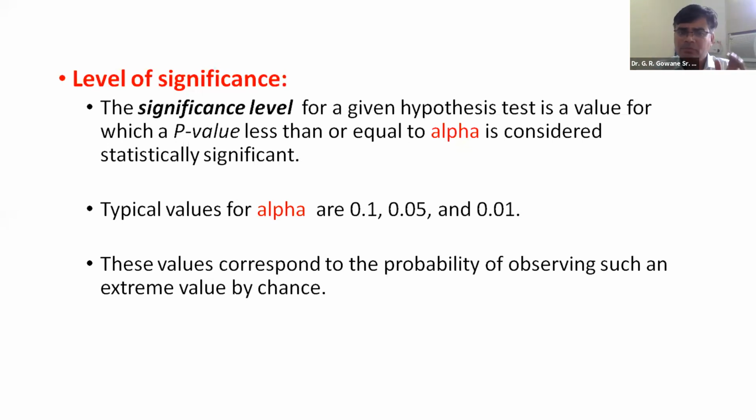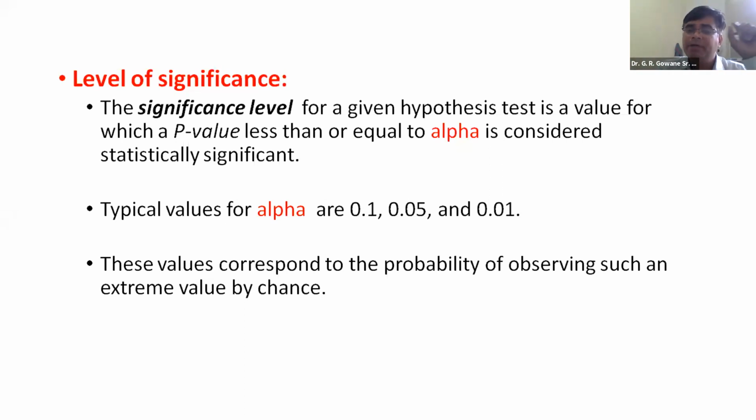Okay, so the significance level for a given hypothesis test is nothing but a p value that is less than or equal to alpha. And what is this alpha? Alpha can be considered as 10%, 5%, or 1%, depending on how stringent you want your experiment to be. So for 1%, alpha is 0.01. For 5%, it is 0.05. And for 10%, it is 0.1. Now these values correspond to the probability of observing such an extreme value by chance. So if your experiment fails, you may find that some of your values fall in this particular category.